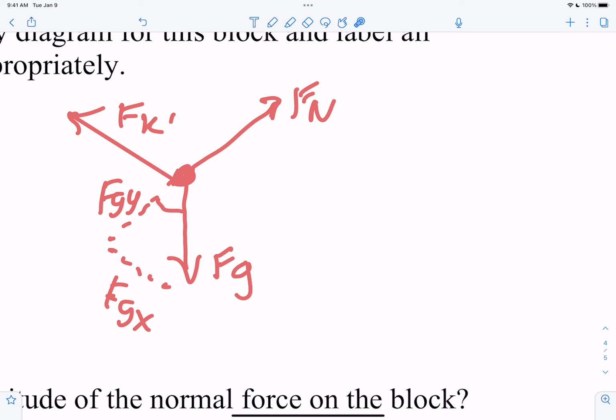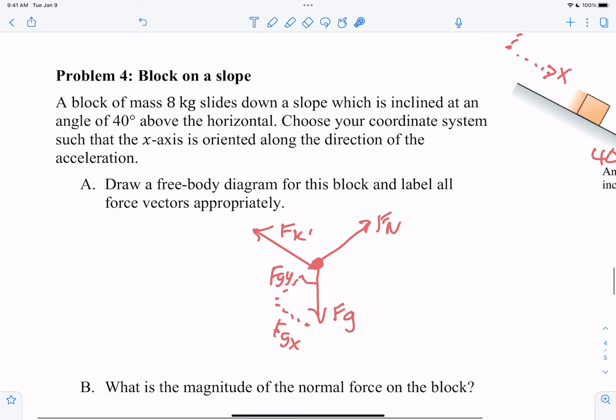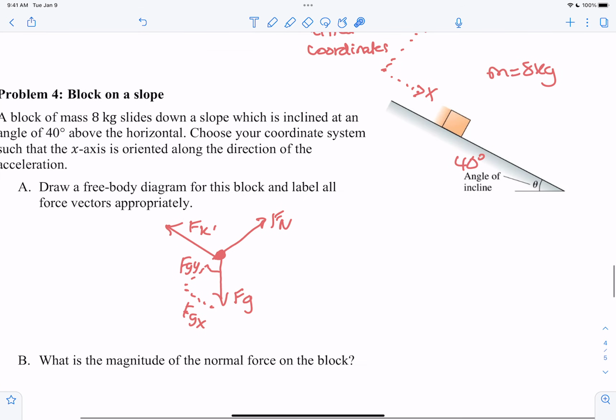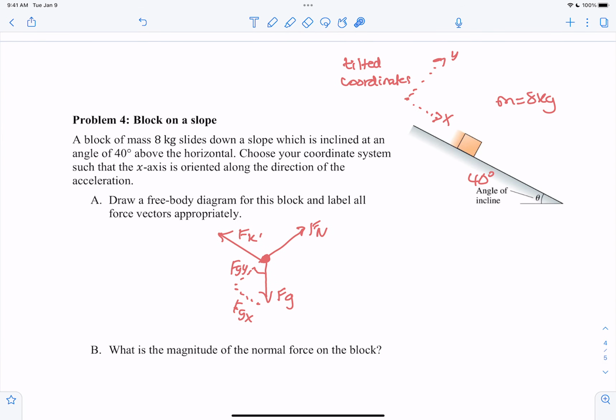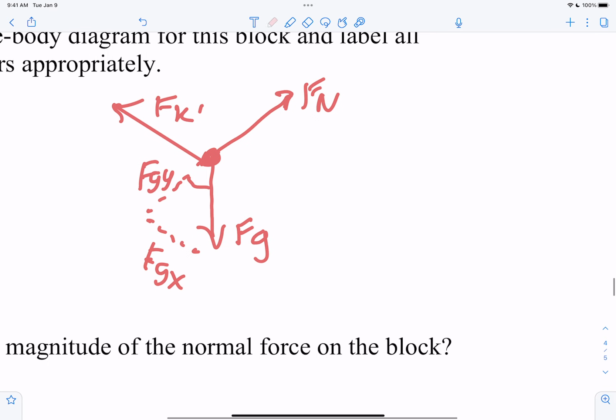Sound good? Any questions? Okay, so yeah, we can just label this as 40 degrees as well.